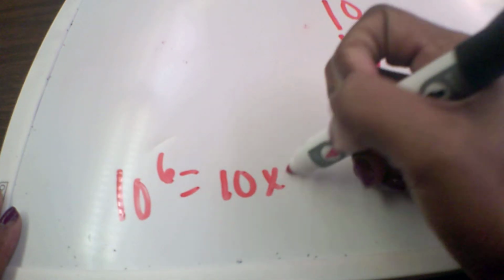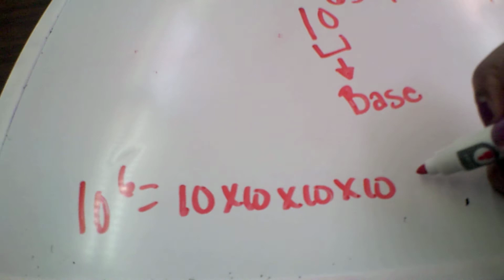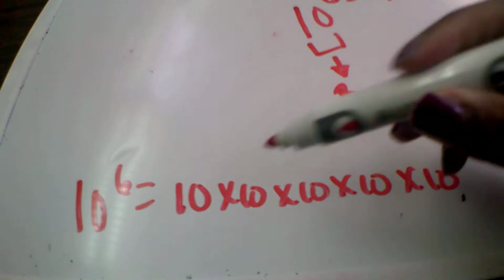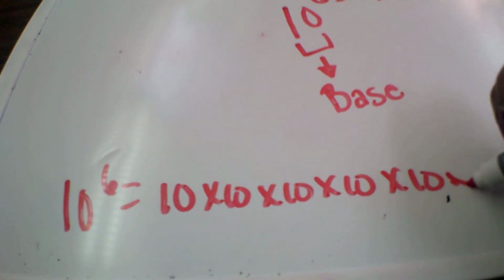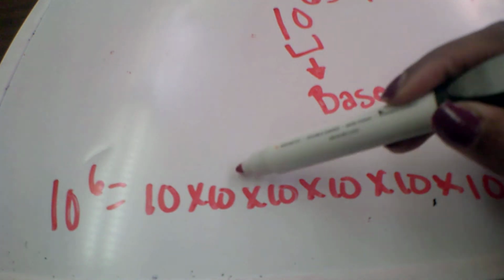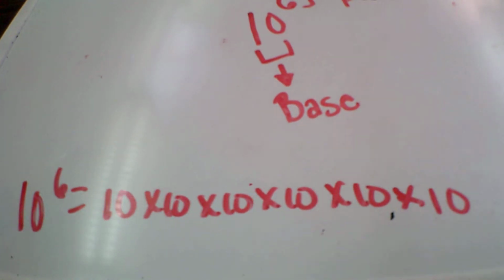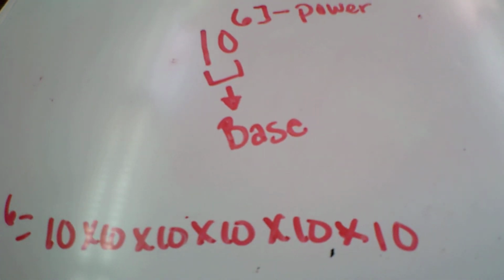10 times 10 times 10 times 10 times 10 times, I just had to check myself, 10. So I have 1, 2, 3, 4, 5, 6. I have 6 tens, 10 to the 6th power. It's a very easy concept to remember.